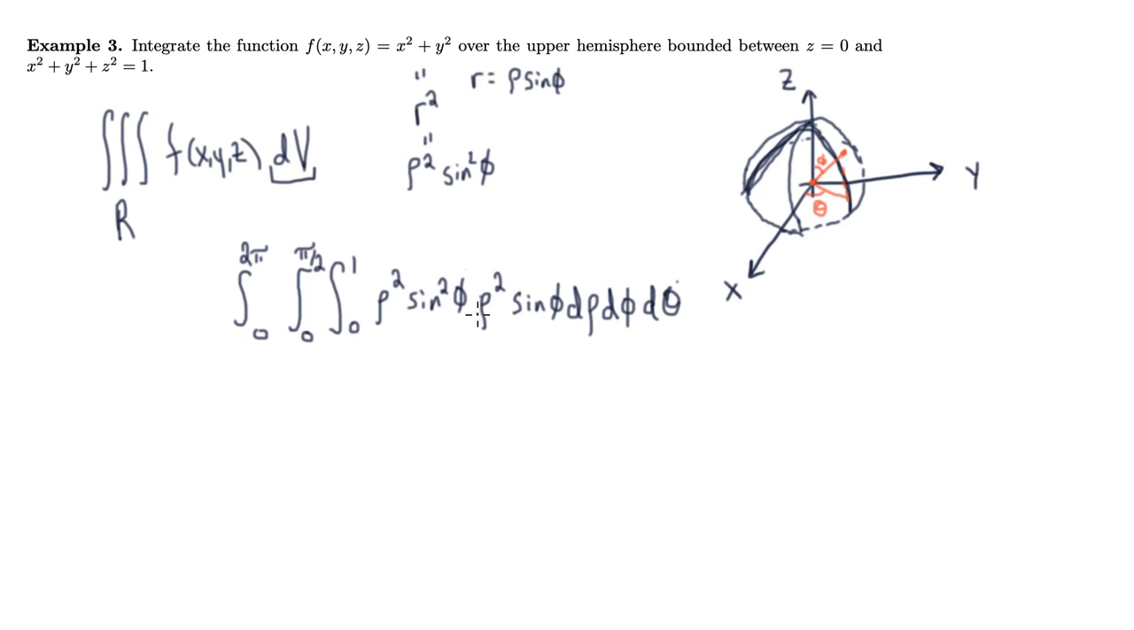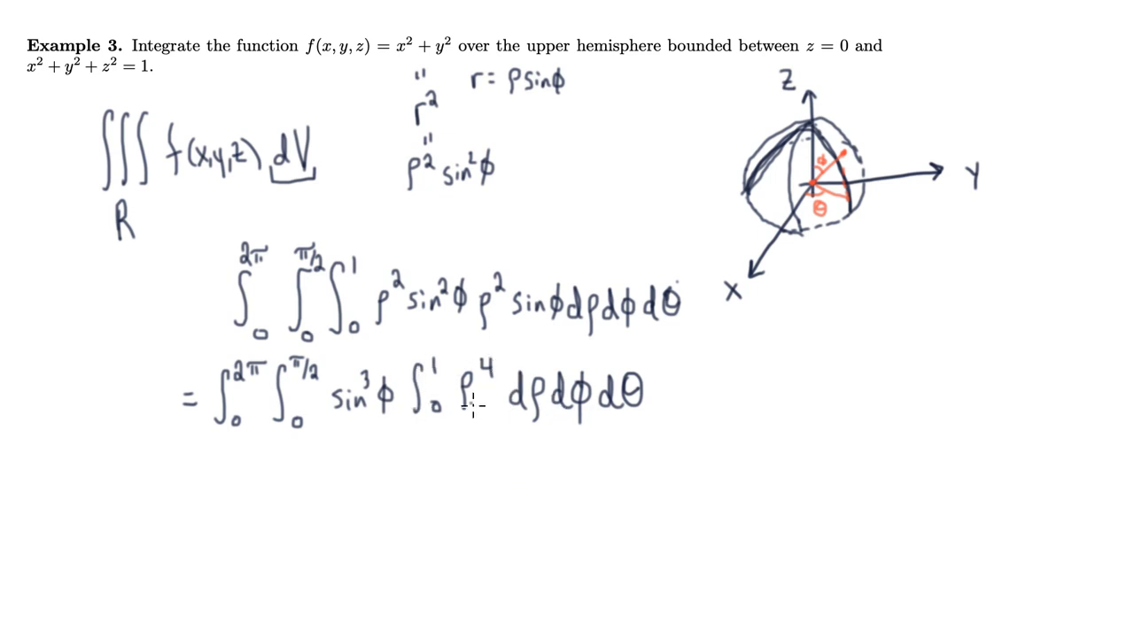Okay, so let's think about actually evaluating this integral. All right, so we're going to do rho first, and essentially we're just integrating rho to the fourth. So we have 0 to 2 pi, that's theta. And then I'm actually going to factor out this sine cubed phi because it doesn't affect the inner rho integral, but I've got to keep it inside the phi integral, of course. So sine cubed phi, and then we have 0 to 1, rho to the fourth, d rho, d phi, d theta.